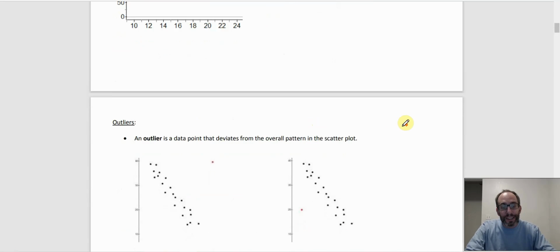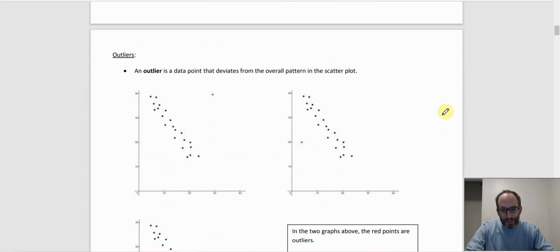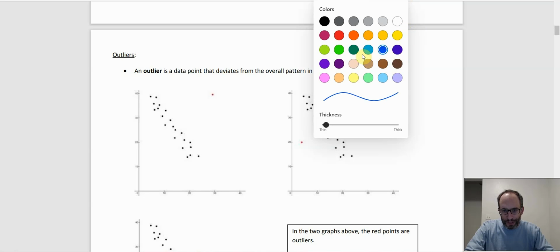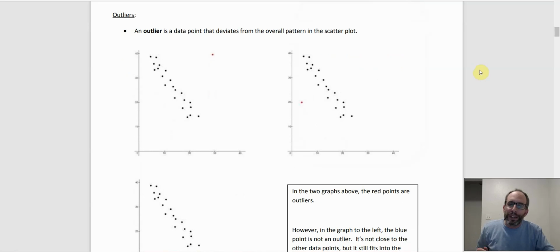All right, next thing is outliers. So an outlier is a point that deviates from the overall pattern, and let me use a different color, one that's not one of the ones I have in these pictures. So not blue and not red. All right, so there is an outlier up there, that red point. So right there.